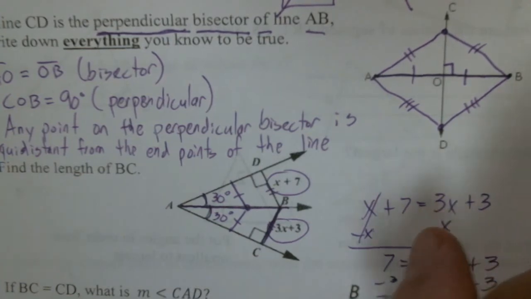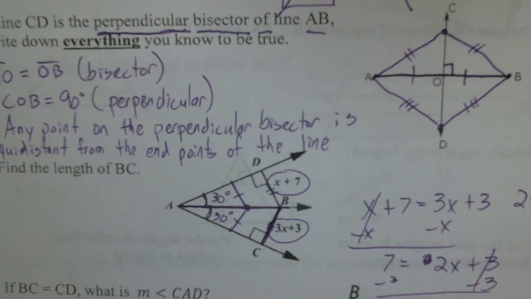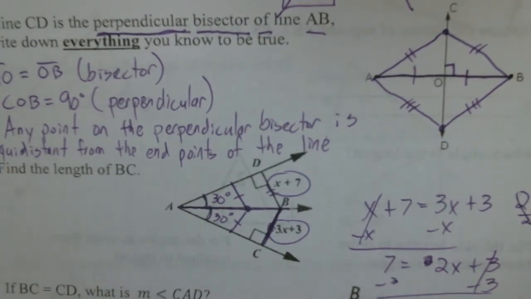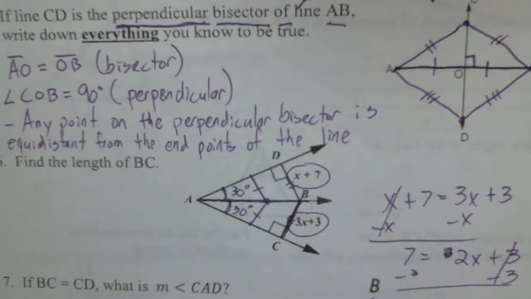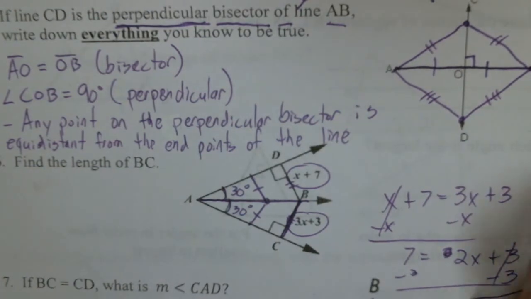Subtract 3 from both sides. 2x is equal to 4. So x is 2. Now, when I get done, what have I been asked to find? Did they ask me to find x, or did they ask me to find something else? They want the length of BC. So I've got to take this and plug it back in.